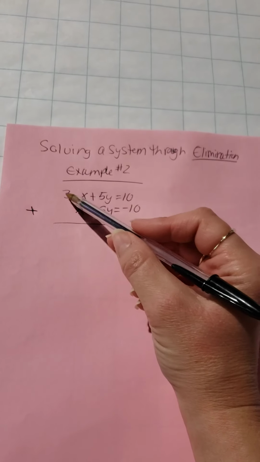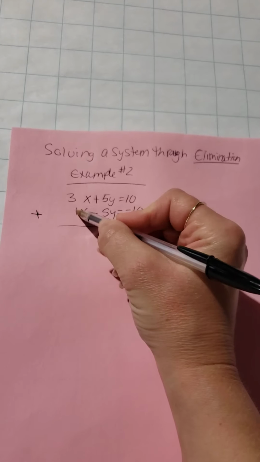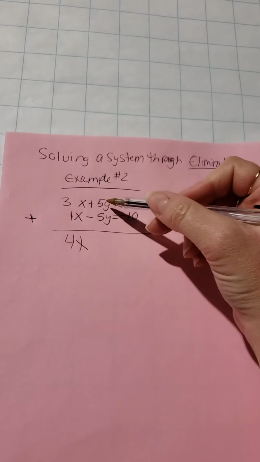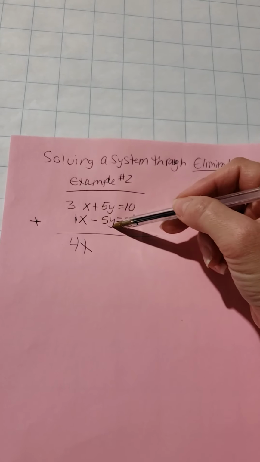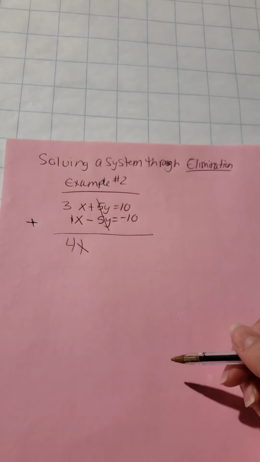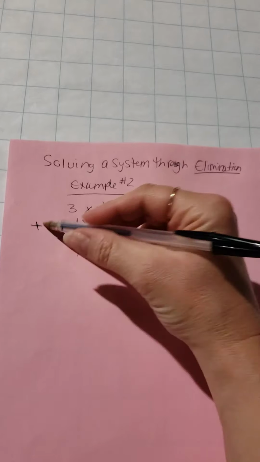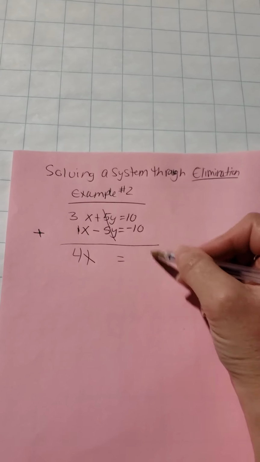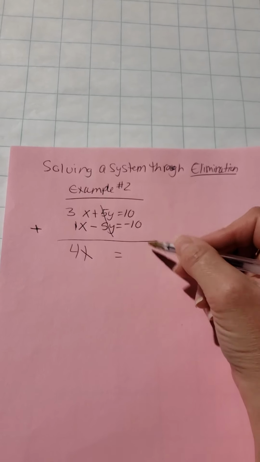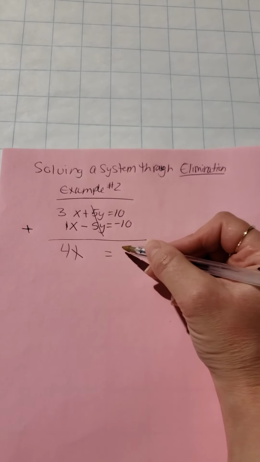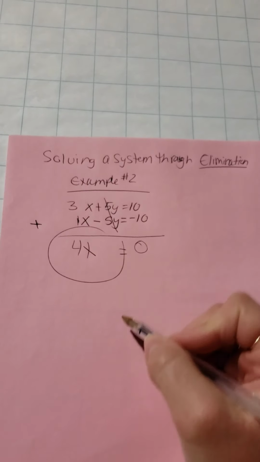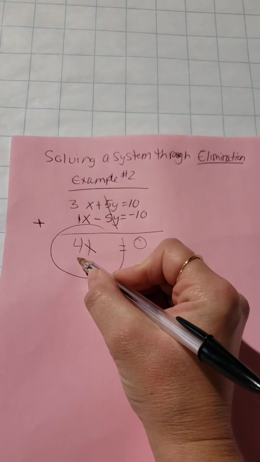So first thing we're going to do is add the 3x plus the 1x. We know there's a 1 there. 3x plus 1x is 4x. And then again, the 5 plus the -5 is going to cancel out. So that's gone. And then 10 plus -10 is also going to cancel out. But you need to keep something over here. You need a number. You can't just say, oh, well, it's not there anymore. So you're going to have to put a 0.